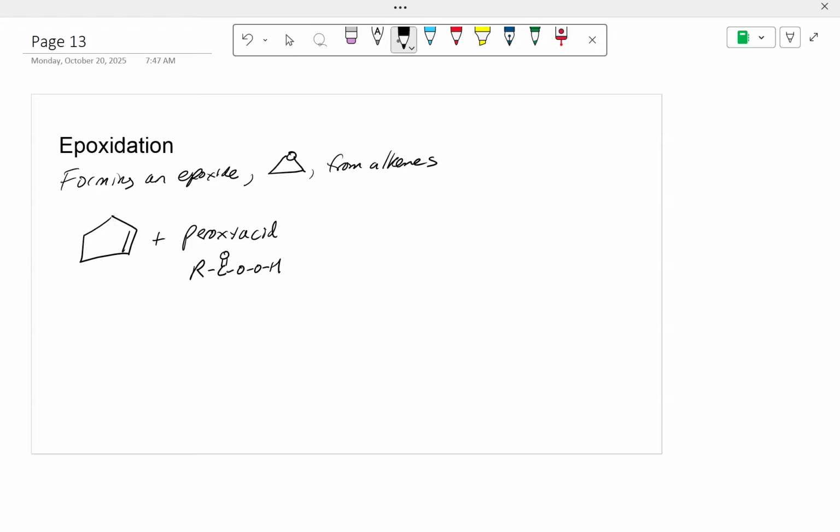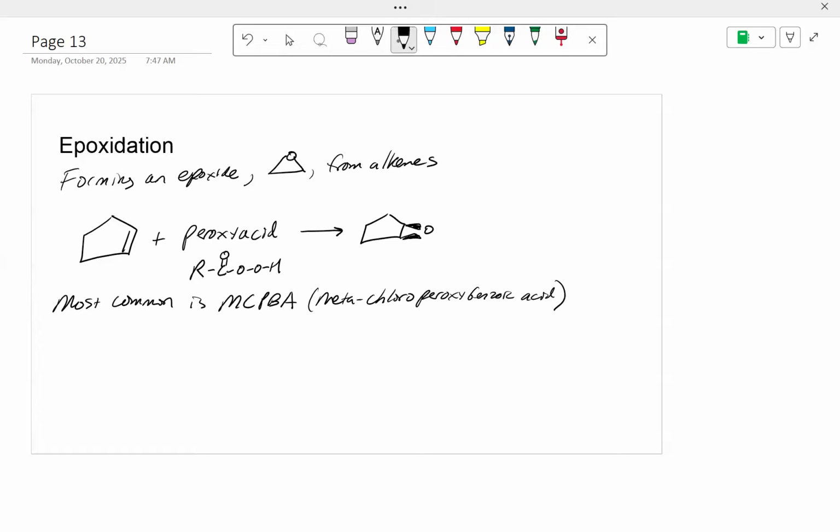Now, one of the most common peroxy acids that is used is known as MCPBA, and that stands for metachloroperoxybenzoic acid. And here's the structure of it. I'd like you to know the acronym, and know the structure as well.